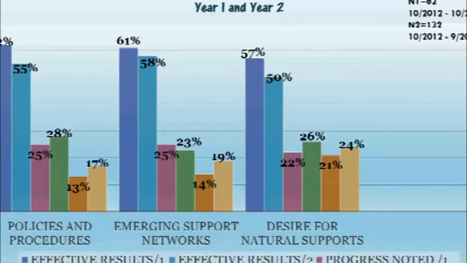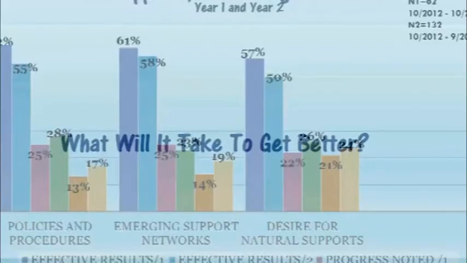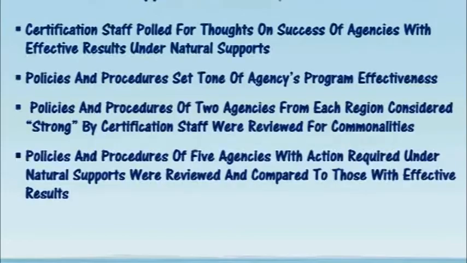Now these indicators continue to validate the need to make improvements. So what will it take to get better? Certification staff were asked what those agencies with effective results for all indicators under natural supports had that others didn't. All agreed that policies and procedures were the common factor.